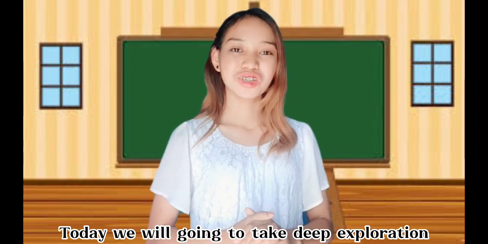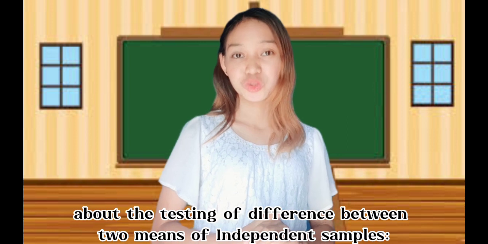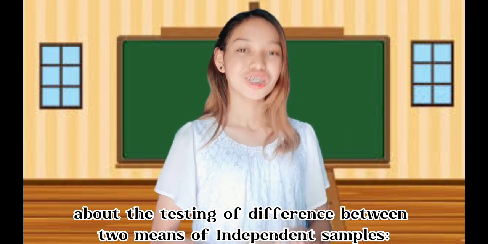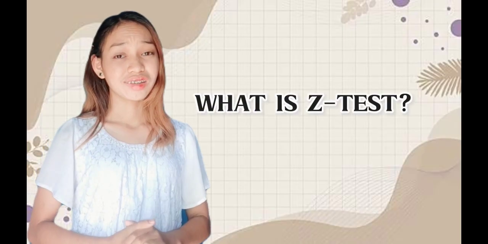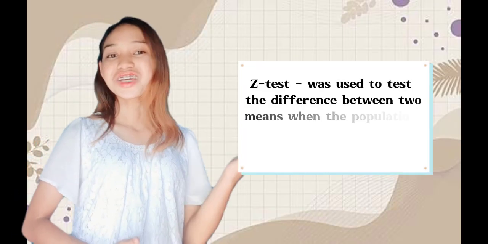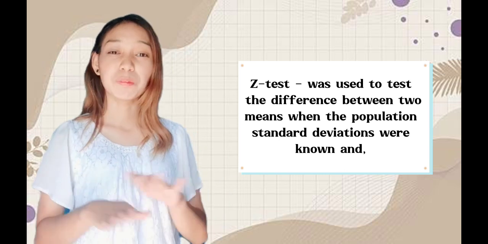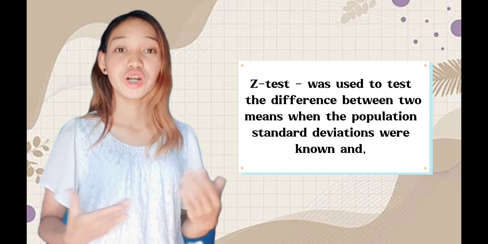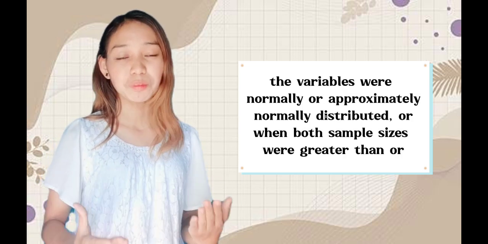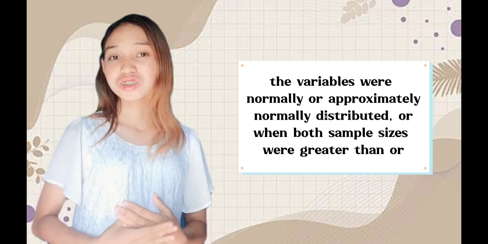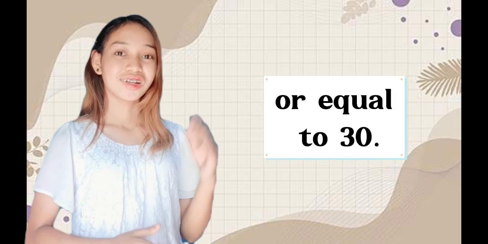Today, we are going to take a deep exploration of testing the difference between two means of independent samples using the z-test. First, what is the z-test? The z-test is used to test the difference between two means when the population standard deviations are known and the variables are normally or approximately normally distributed, or when both sample sizes are greater than or equal to 30.